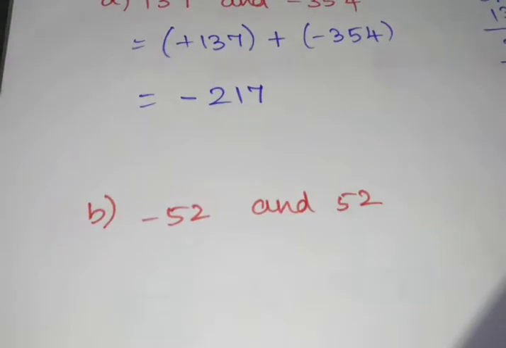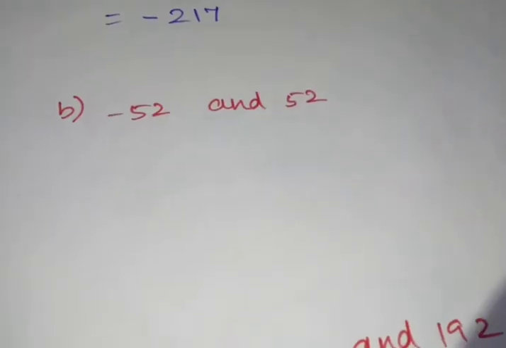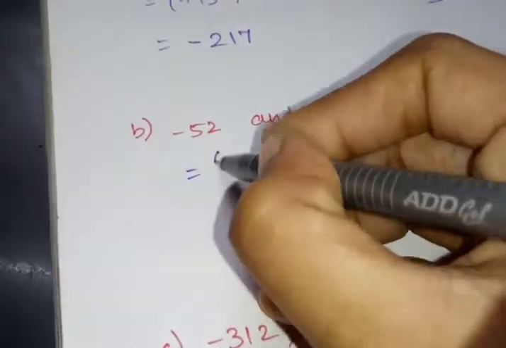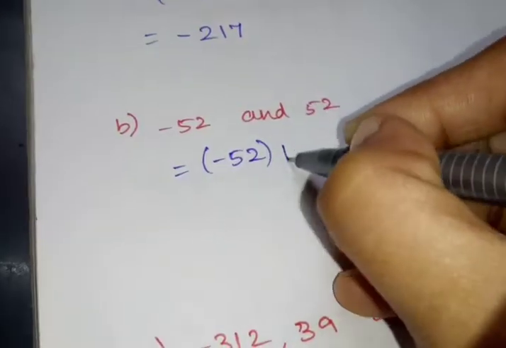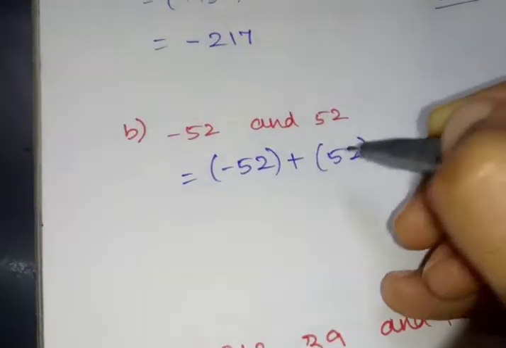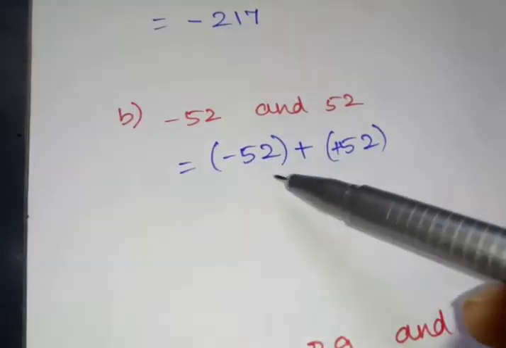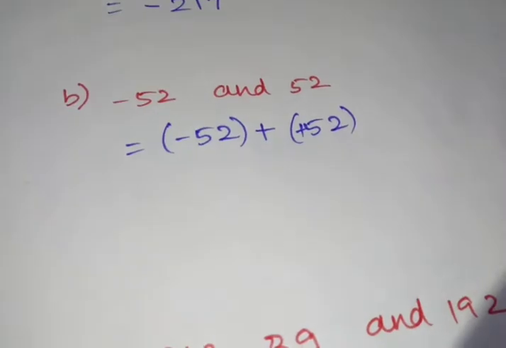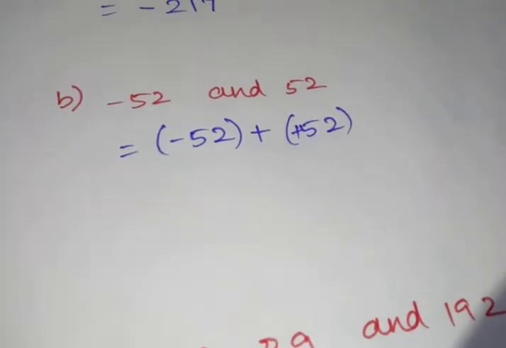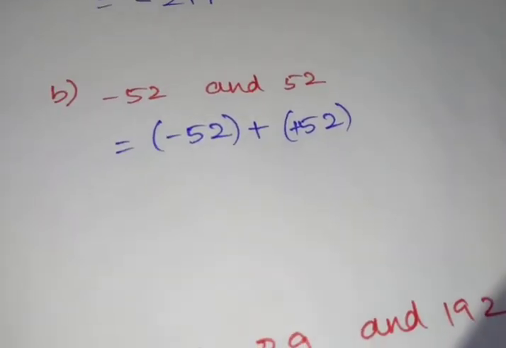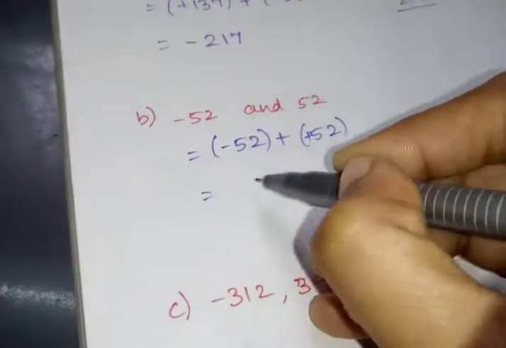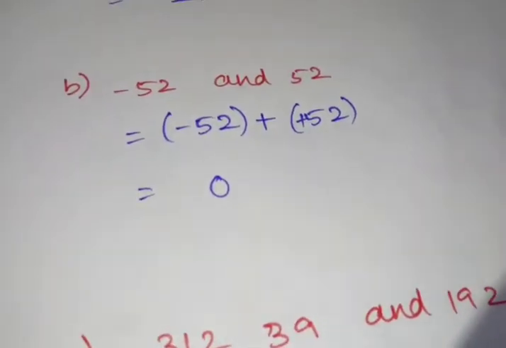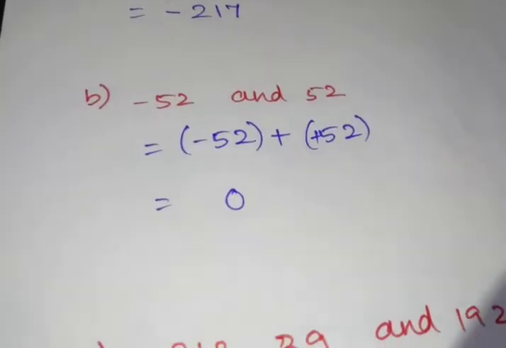Okay. Next, B problem. Minus 52 and 52. So what will you do? Minus 52 plus 52. We are going to add minus 52 and plus 52. Okay. So both have the same sign? No. So what will you do? You will subtract it. 52 minus 52 is 0. So 0 doesn't need any symbol. Plus 0 also, minus 0 also. It is 0 only.